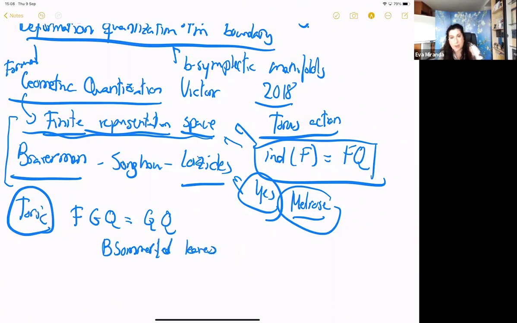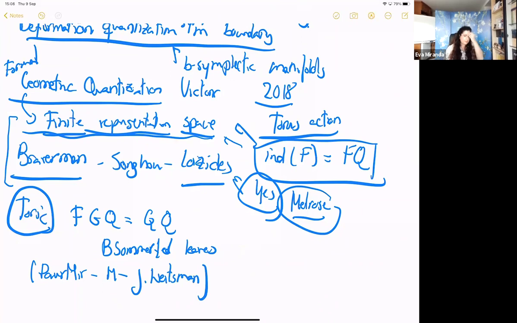This is a result with Pau Mir, myself, and Jonathan Weitzman. I'm announcing this. Jonathan Weitzman would kill me because this is not on arXiv, but we have the proof, and it's almost there. I hope that by the end of the month it will be online, and this is a joint result. What's nice about this paper is that we have a very clear model where we can draw this quantization with polytopes.